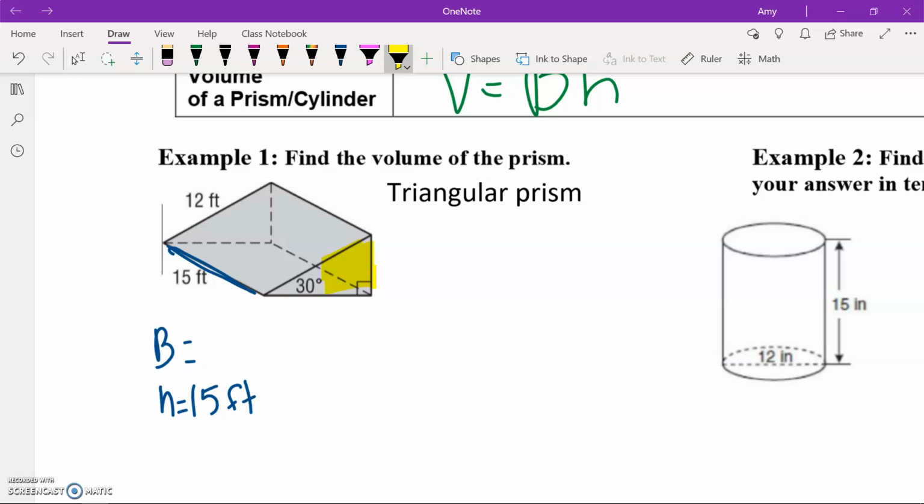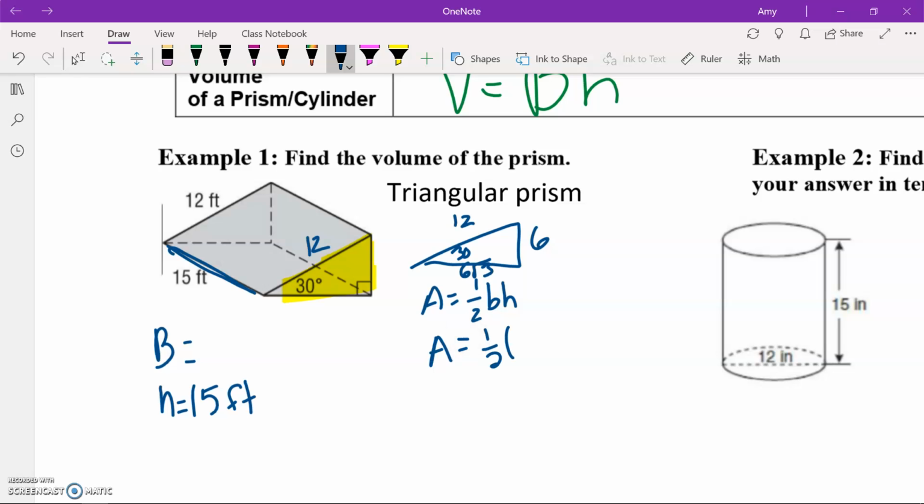So if I look at my base here, I know that this edge of the triangle is 12, and I need to calculate B. So I know that I have a triangle, and area of a triangle is 1/2 base times height. So I need to know those two edges. Now they tell us it's a 30-degree angle, so you could use trigonometry or you could use special right triangles to get that base and that height. I'm going to use special right triangles, and so we're going to know that this edge is 6 and this is 6√3 because it is a special right triangle. So I can do area is 1/2 times 6 times 6√3.